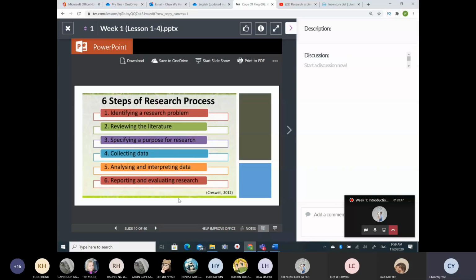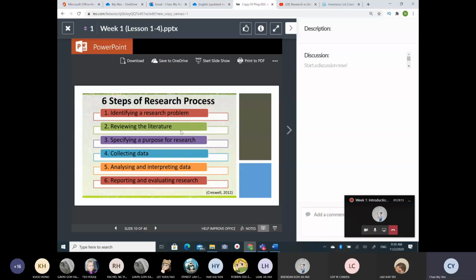Okay, so we have a problem. We try to solve that problem, so we conduct research to see if we can solve it. This is basically what research is all about. Basically, there are 6 steps in the research process. For example, just now I told you, first, identify a research problem. The problem with Malaysian students is that they are not proficient in English.